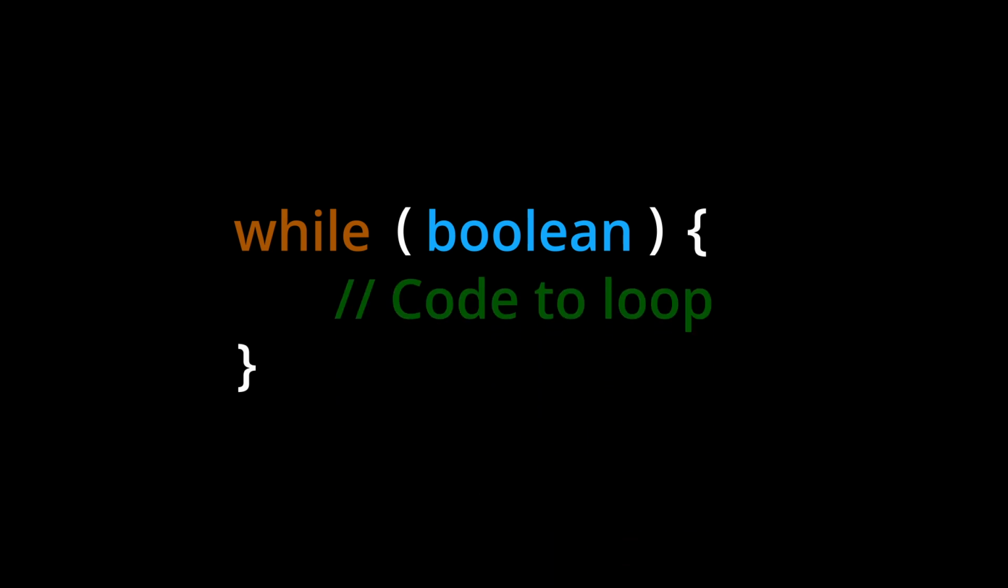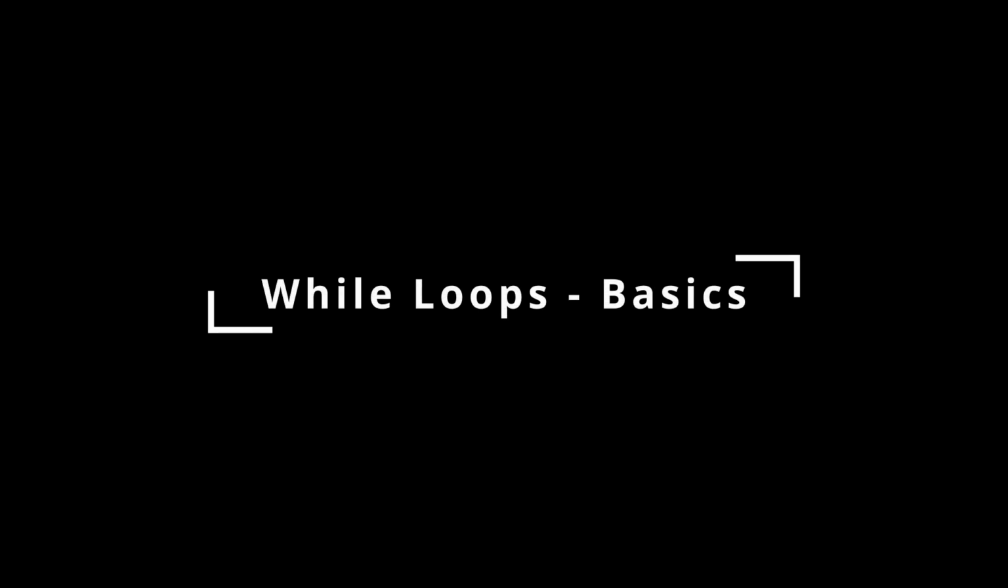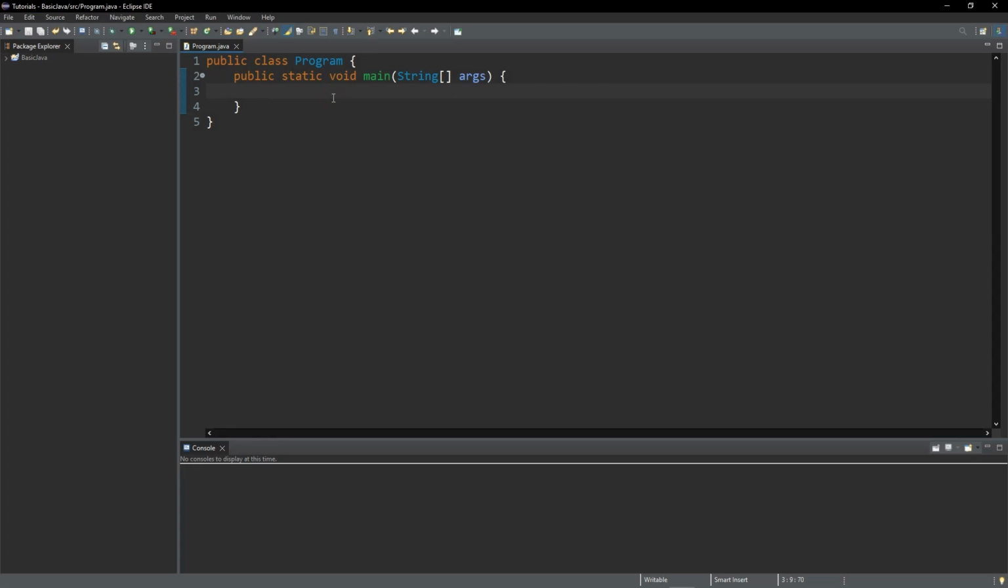It is while, then in parentheses you have your boolean. Then you have curly braces, and your looping code will be inside those curly braces. Let's take a look as to how this works in code. Let's go ahead and create our while loop. So if I type while, then in parentheses I type in true. This is a boolean after all. And then our curly braces.